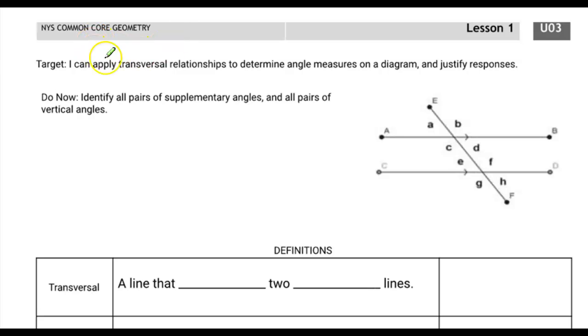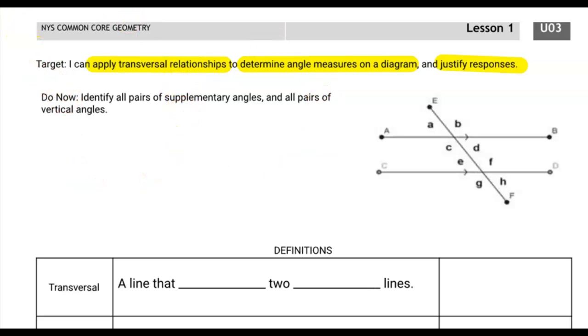In the learning target, let's understand what we're supposed to be doing here. We're applying transversal relationships. So all the relationships that we talked about with triangles, these ones are called transversal relationships. They have different names. And we're going to be finding angle measures on a diagram, specifically what the measure of this angle is, what the measure of that angle is, etc. And we're going to be justifying our responses by using those relationships: I think that this angle is this because of this reason.